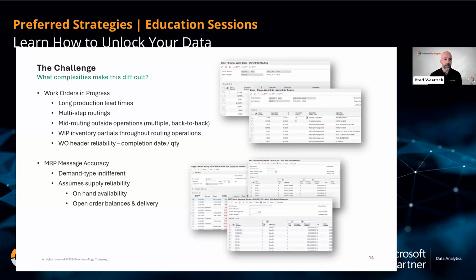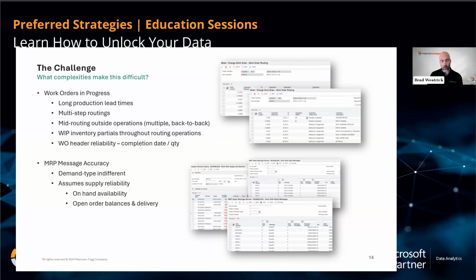So I say that MRP is demand type indifferent, right? It doesn't care if it's demand from customer orders or safety stock or forecast or a parent work order parts list. MRP is using all those things to do its calculations to tell you when we need to place orders, when we need to expedite, and all of that. And then MRP is assuming our inventory is accurate and our open work orders and purchase order balances and due dates are accurate. And it's using all of that, again, in its calculation to tell us what to do and how to react and how to expedite or where we need to put our efforts.